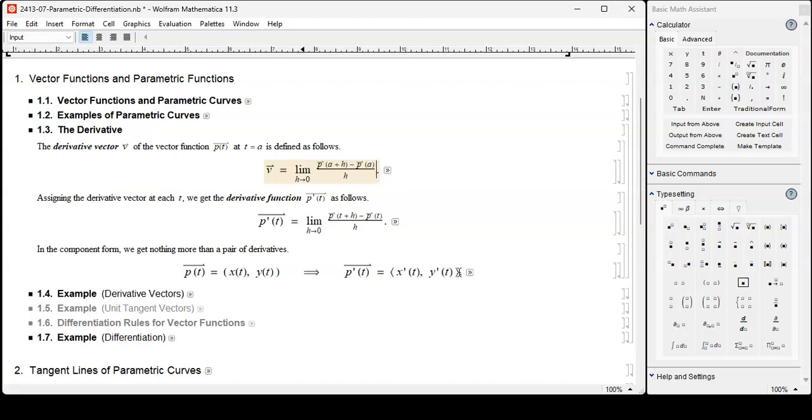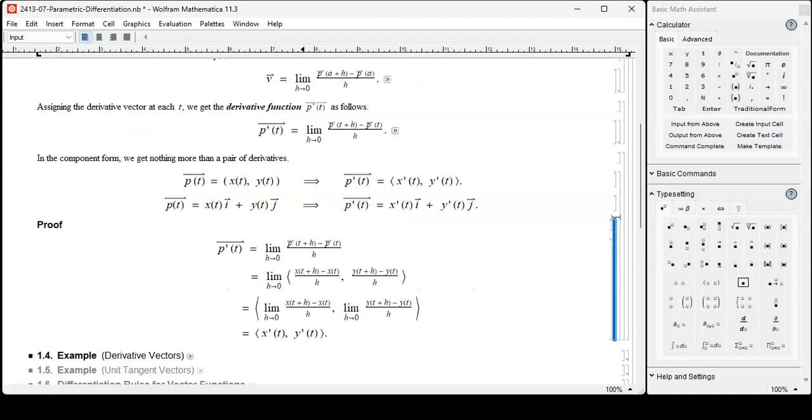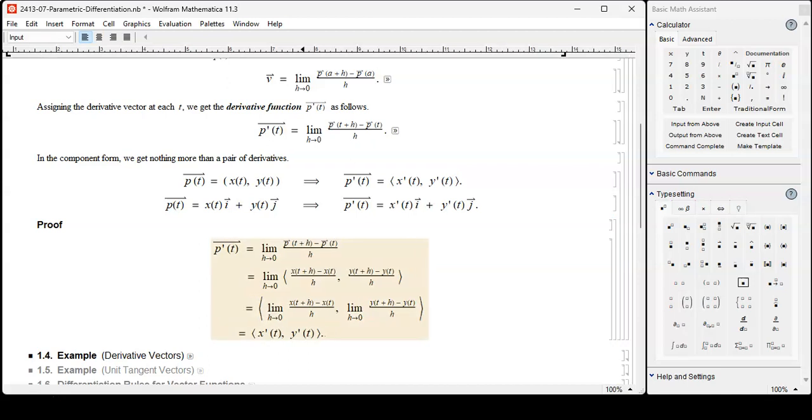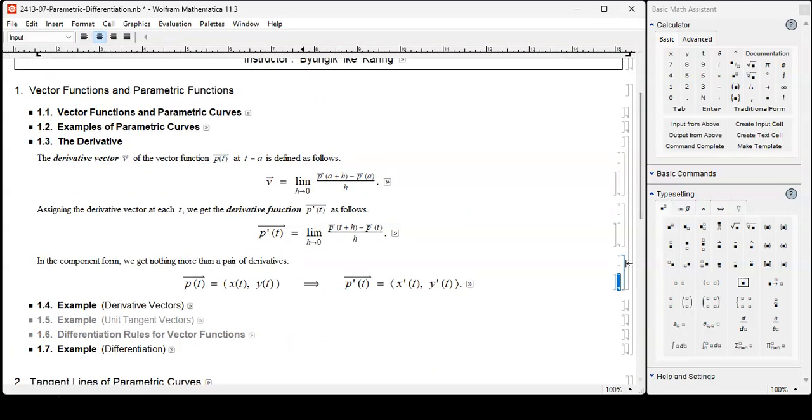And it turns out that if you have a derivative vector of this vector function, that's nothing more than a pair of derivative functions, x prime of t comma y prime of t. You can actually rigorously prove it using Newton quotient, passing on to each component, but I'm not going to emphasize the proof part too much in this course. The proof is here, but I'm not going to overemphasize it. If you're following it, great. Otherwise, it's okay. Just remember the result.